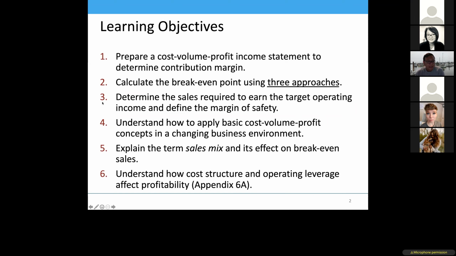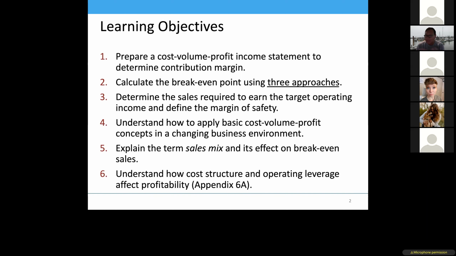Learning objective 3: we want to determine the sales required to earn the target operating income. Suppose you want a target operating income, say you want to make $1 million before tax. Then you want to learn how much sales you have to make in order to earn that money. And then we are going to introduce this new concept of the margin of safety. What is called a margin of safety?